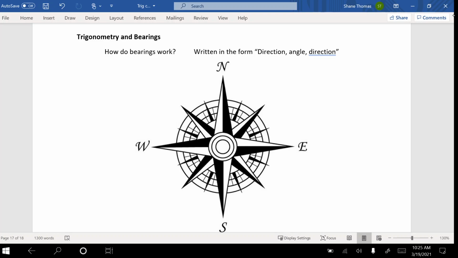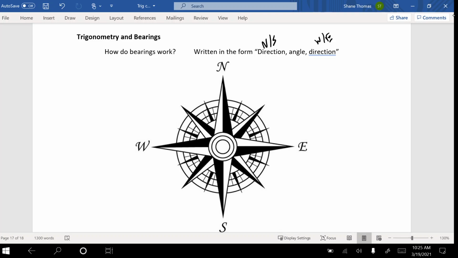All right, so how does a bearing work? When you write a bearing, you have a direction, an angle, and then a direction. Your first direction is always going to be north or south. Then you have your angle from your y-axis. Your y-axis is your north and south axis. Then you have an angle off of that axis, and the second one is going to be your east or west, and it tells you which way to go from there.